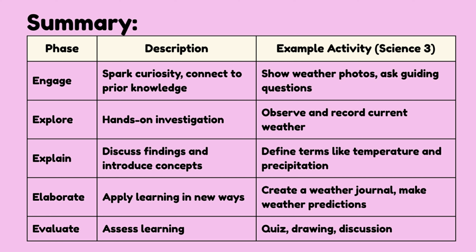Then, we move to explain. Now, learners share what they've discovered, and the teacher introduces the formal concepts and vocabulary to support their findings. This is where we help them make sense of what they've learned. In the elaborate phase, learners apply their knowledge in new ways. They extend their learning, think critically, and tackle new challenges, deepening their understanding. It's about taking what they know and using it in creative ways.